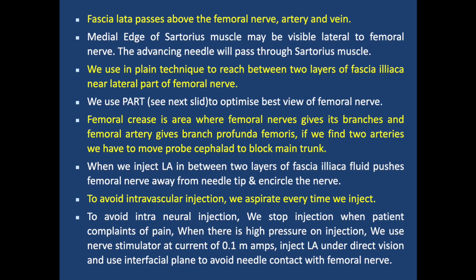The third is we use a nerve stimulator at the lowest current of 0.1 milliamperes. When we are intraneural at 0.1 milliampere, it gives a muscle twitch. When we inject local anesthetic under direct vision, we can see the fluid passing through the tip of the needle. Last is we use the interfascial plane to avoid direct contact of the needle with the femoral nerve.